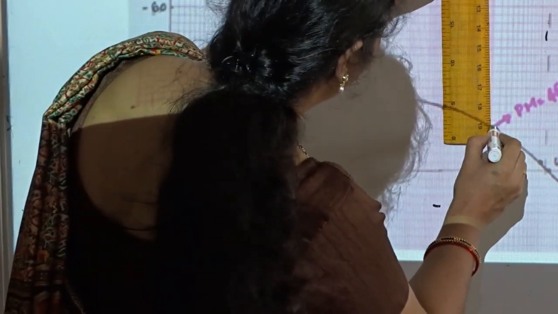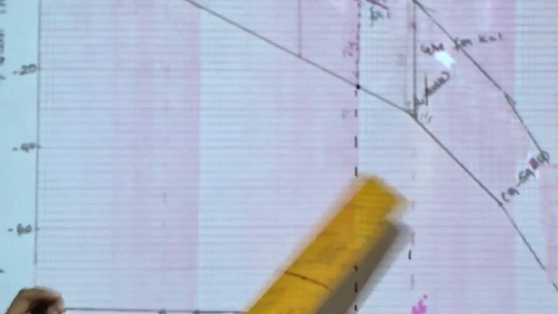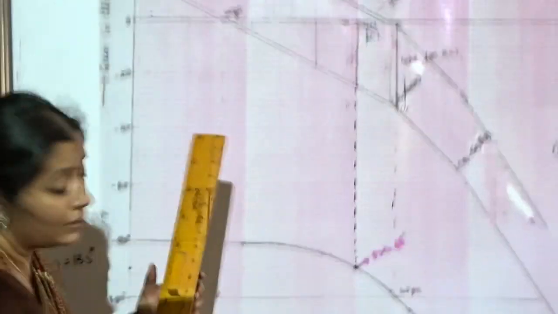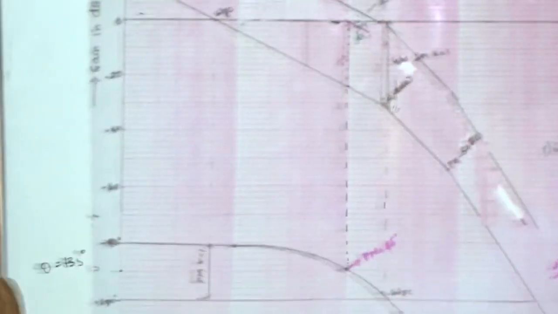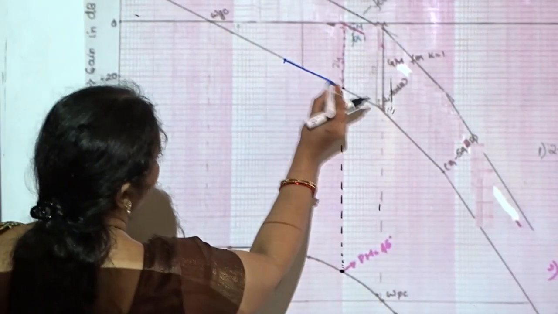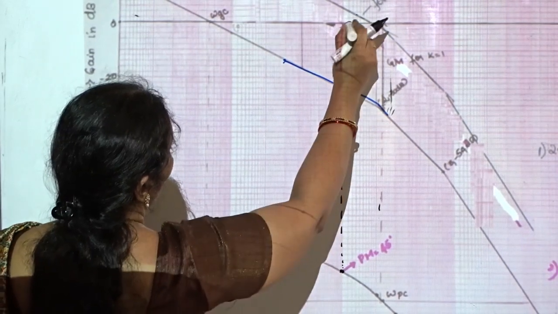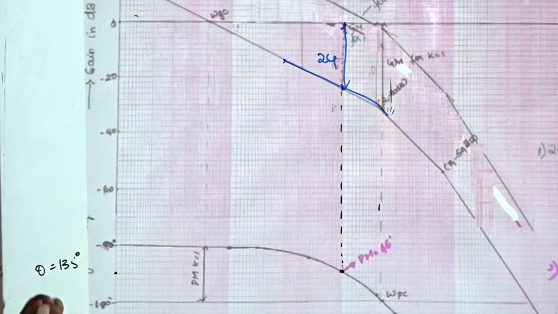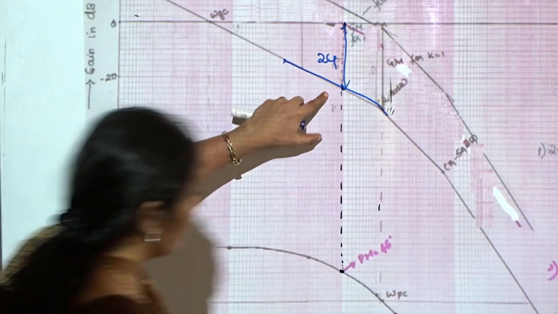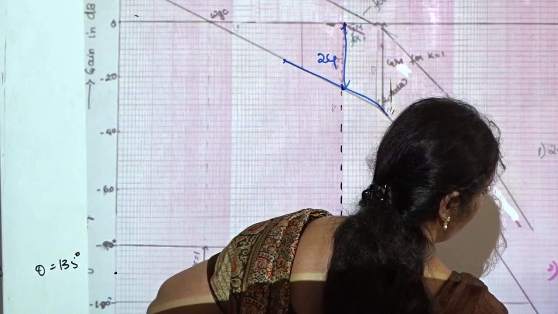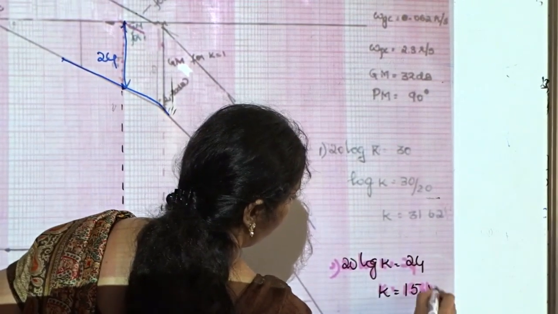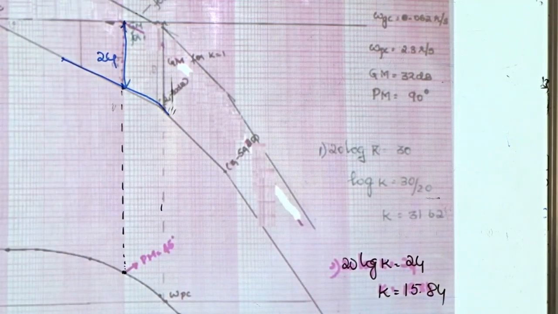So this is the point, and what is the gain for this? You have to draw up and take it up until it meets the original magnitude plot. This is the original magnitude plot. It meets it here. What is the gain? This gain is 24 dB. So now 20 log k will be equal to 24, so k will be 15.84. You have to shift this up.